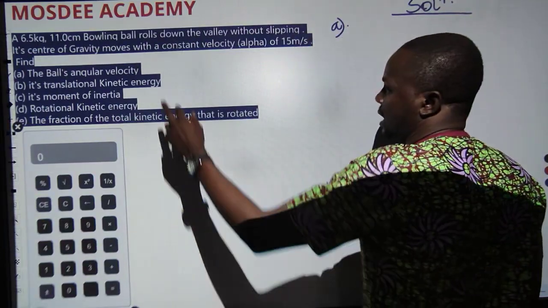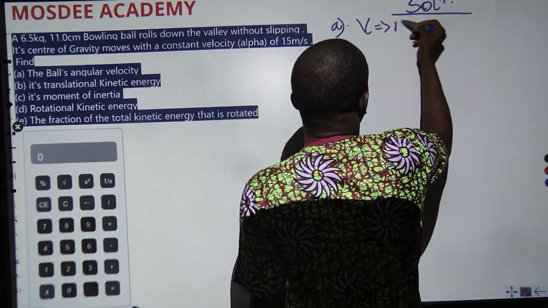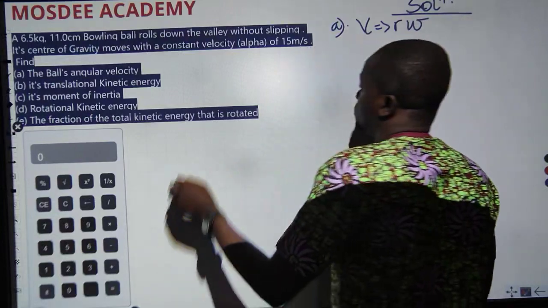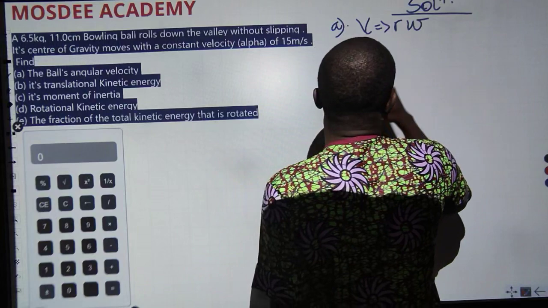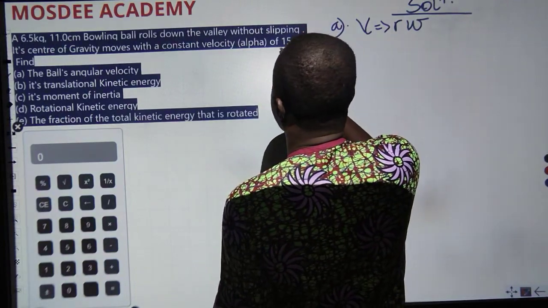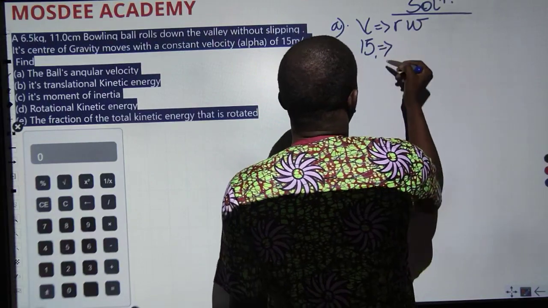For the A part, I have the ball's angular velocity. We know that V equals R omega, but we are told to call it alpha here. It doesn't mean anything. From the question, the constant velocity was given to be 15, equal to the radius times omega.